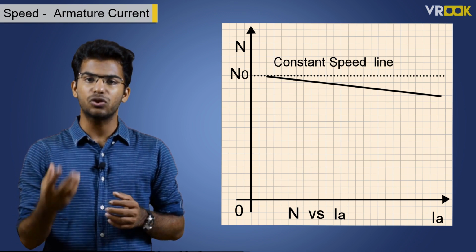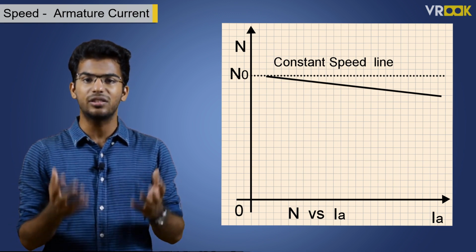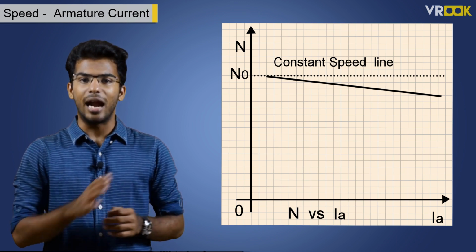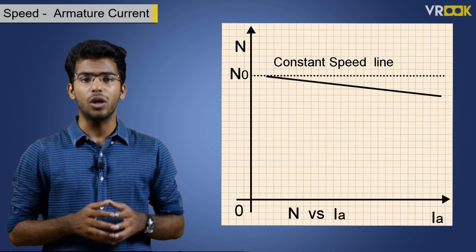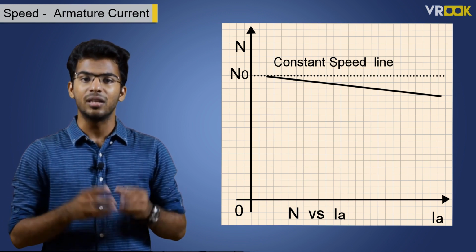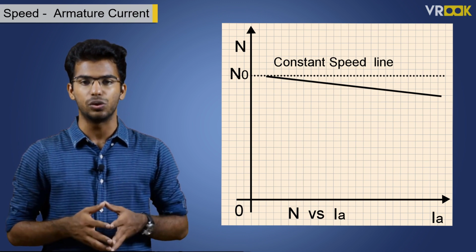As the speed remains approximately constant, the loads can be connected or disconnected at any time and there is no risk of damaging the motor. Because of the constant speed, shunt motors are used in driving shafts, lathes and other machine tools.